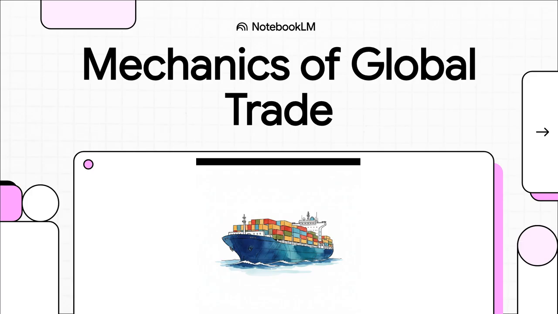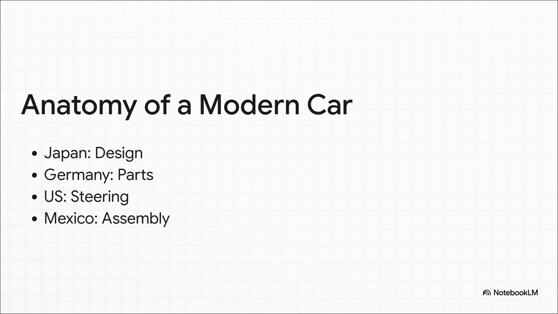Let's get into it. To start things off, just ask yourself, where was your car actually made? You might instantly think of a single country, but the reality? It's a whole lot more complex. A typical modern vehicle is basically a global jigsaw puzzle. It's designed in Japan, uses electrical parts from Germany, steering systems from the US, seatbelts from Sweden, and climate systems from Belgium, all before finally being assembled in Mexico.